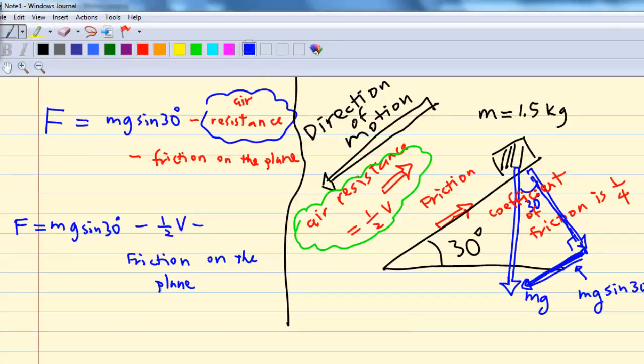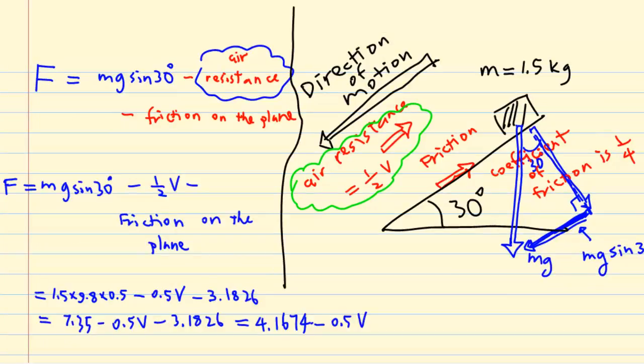Therefore, the total force on the object is m times g, which is 1.5 times 9.8 times sine 30, which is 0.5, minus 0.5 times v minus 3.1826. Now, 1.5 times 9.8 times 0.5 is 7.35. So the total force is 7.35 minus 0.5 V minus 3.1826, which is 4.1674 minus 0.5 V.